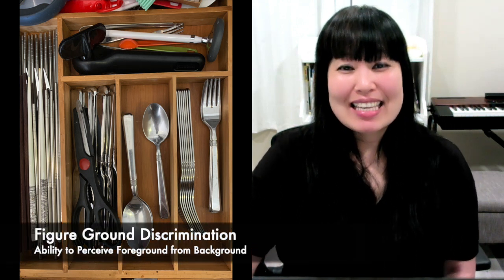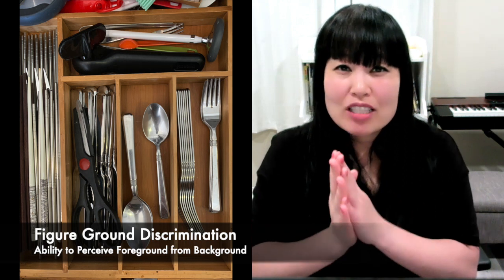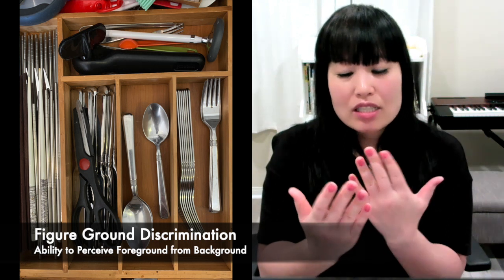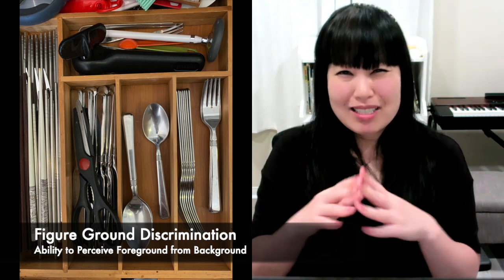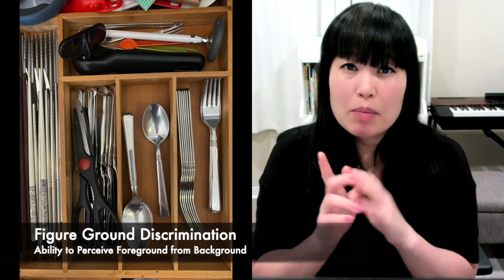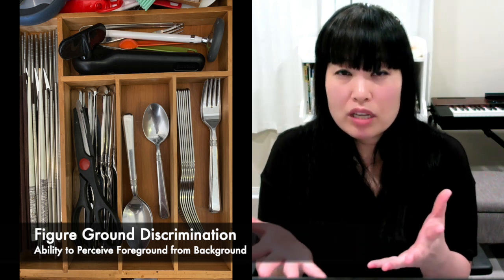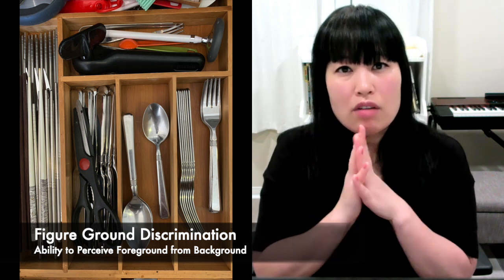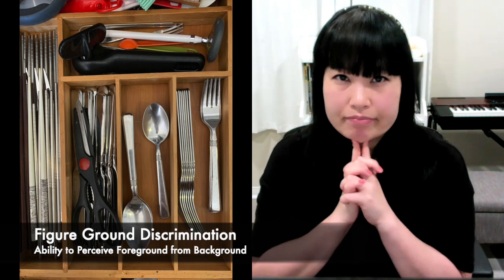This is called figure ground discrimination. It's the ability to distinguish objects in the foreground from objects in the background. So in other words, it's differentiating or locating an object from its natural background. And patients with figure ground difficulty may not be able to find a knife from a drawer full of utensils like you just did. What other examples can you think of for figure ground discrimination?